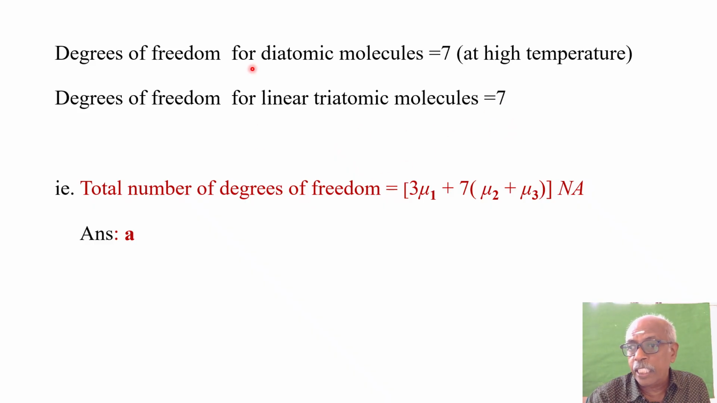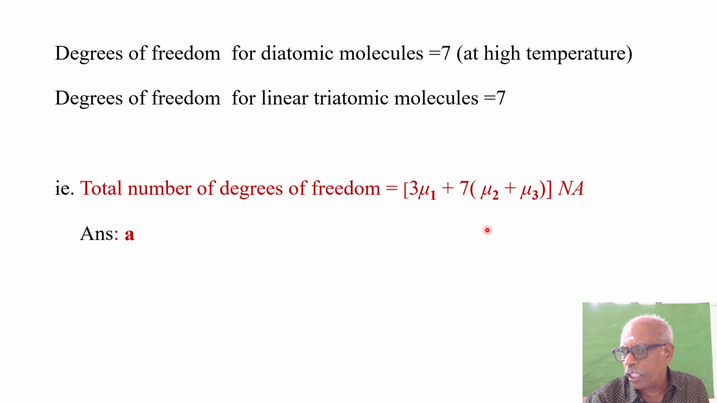These 3 and these 7 are the number of degrees of freedom for a single molecule. Then if you multiply it by the total number of molecules in each case, you will find the total number of degrees of freedom. For monoatomic molecules, 3 into mu1 into Na. For diatomic molecules, 7 into mu2 into Na. For linear triatomic molecules, 7 into mu3 into Na. So you can take 7 as common. So the total number of degrees of freedom is (3 mu1 + 7 (mu2 + mu3)) Na.